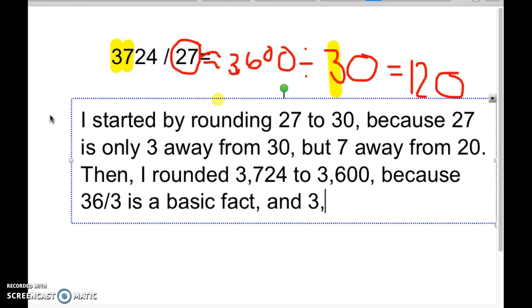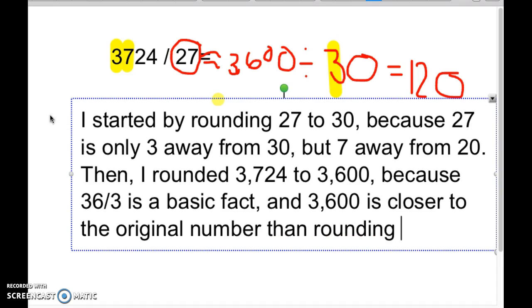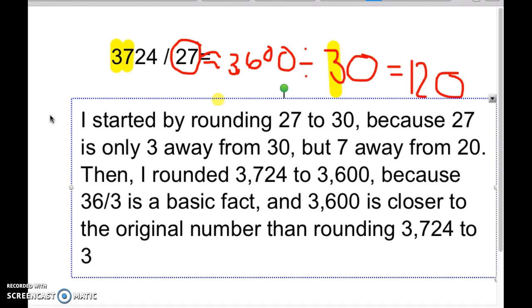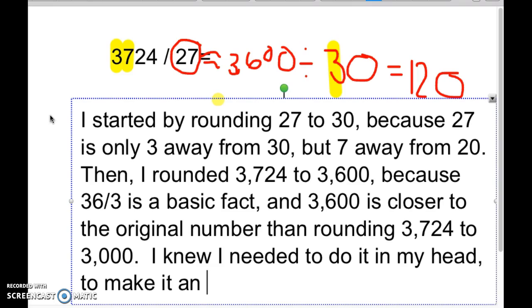and 3,600 is closer to the original number than rounding 3,724 to 3,000. I knew I needed to do it in my head to make it an efficient estimate. Good luck.